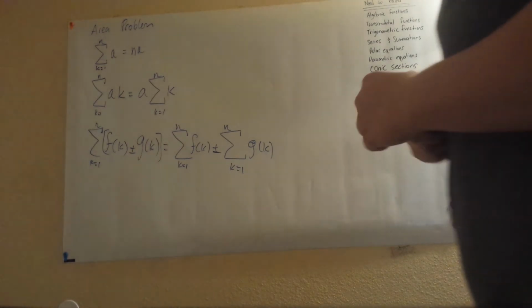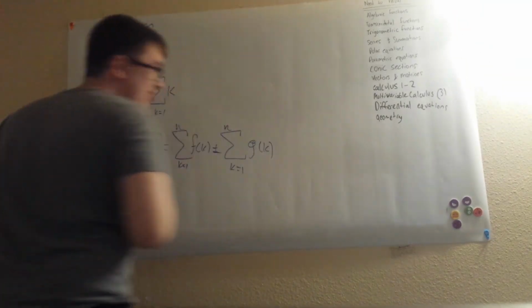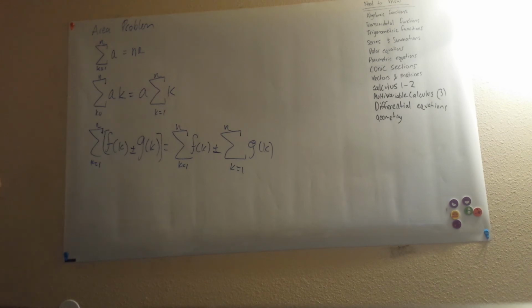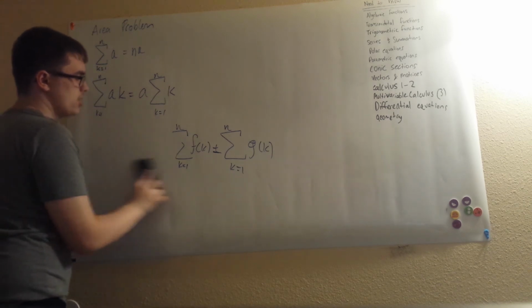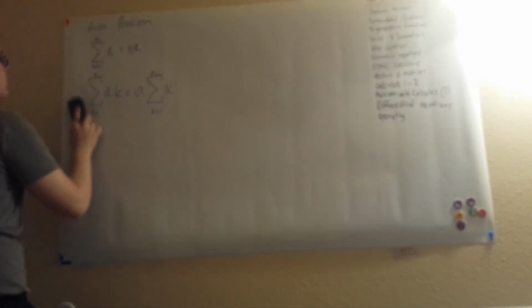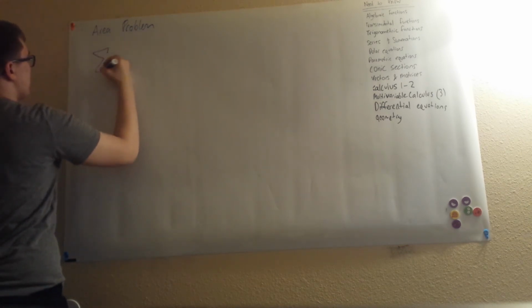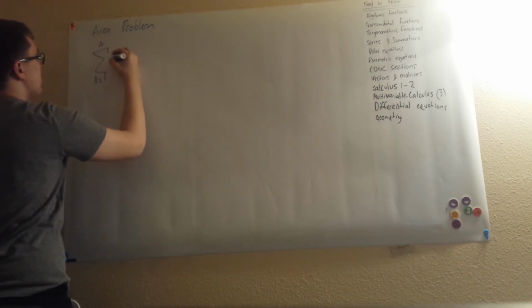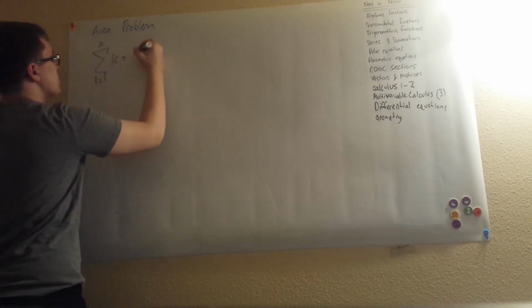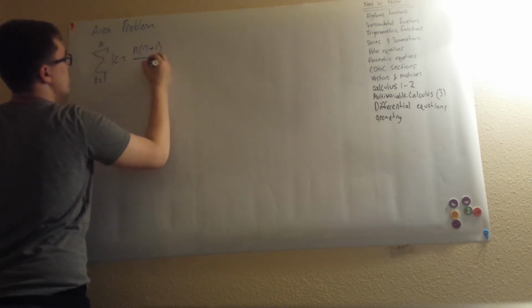Okay, so I'm going to go really fast because we only have 4 minutes left. So we have properties of summations. Well, let's go for summation formulas. The sum from k equals 1 to any n of k equals n times n plus 1 over 2.